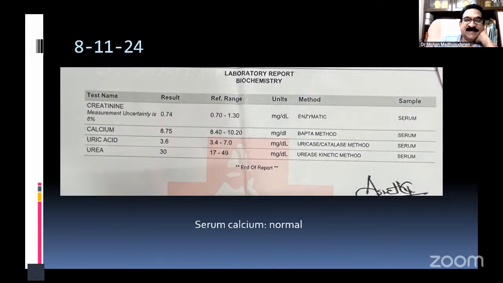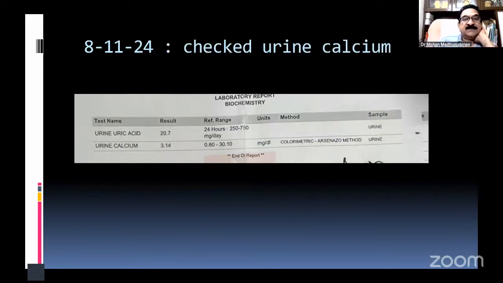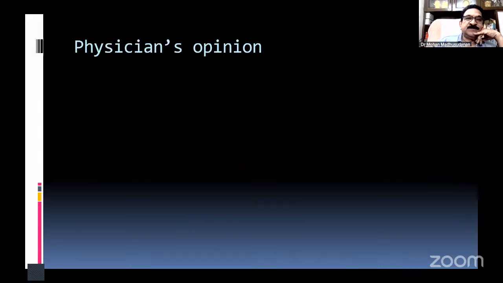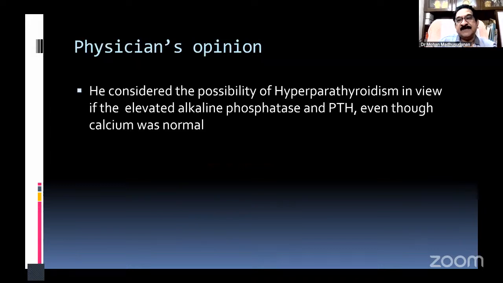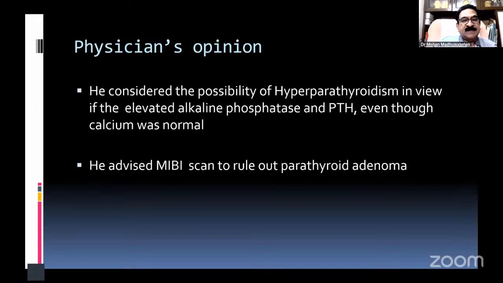Then the physician also left me and said to consult an endocrinologist. The urine calcium was checked to find out whether there is calciuria, and that was also normal. The physician considered the possibility of hyperparathyroidism with elevated alkaline phosphatase and PTH, even though calcium was normal, as Joy was telling. So he advised an MIBI scan to rule out parathyroid disease.